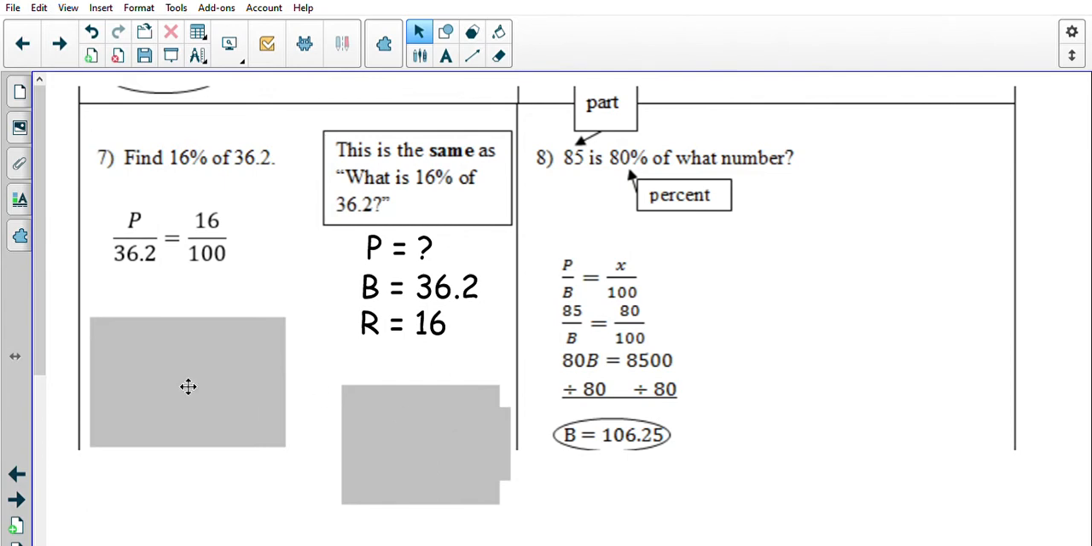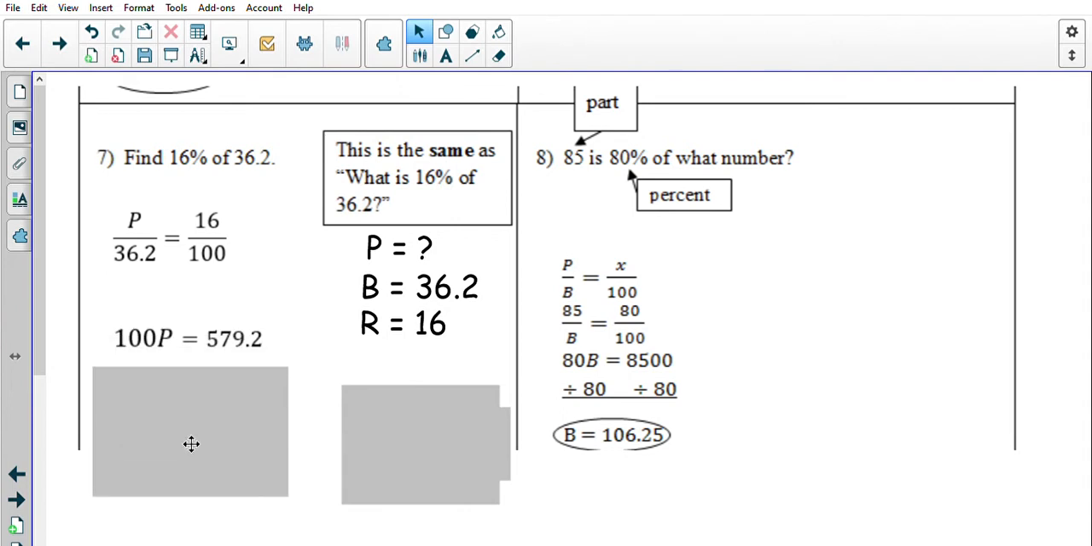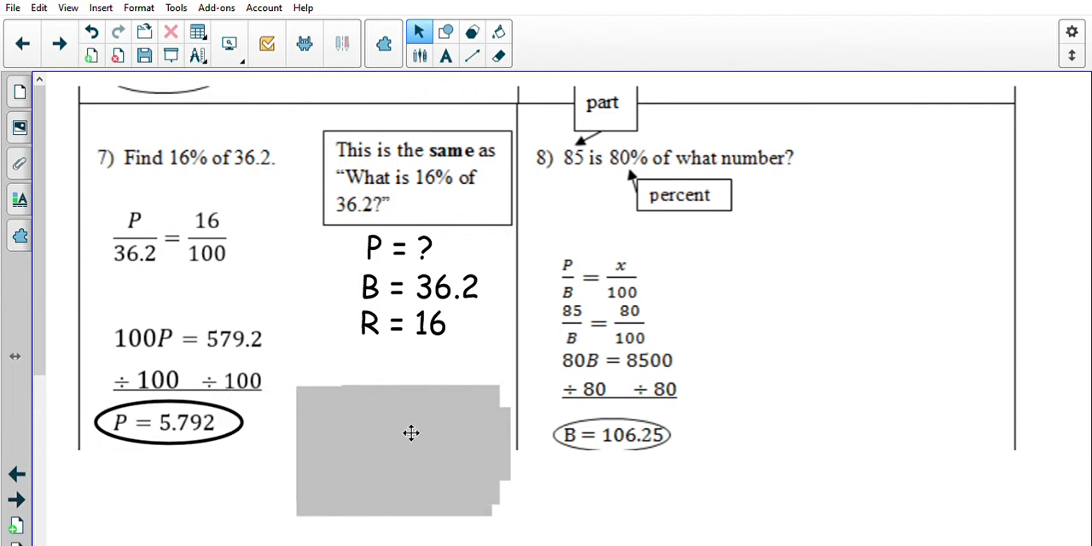Let's cross multiply. We're going to have 100P equals 579.2. That's 36.2 times 16. Divide by 100, or move the decimal point to the left 2 places. Because this is a short enough decimal, I wrote the whole thing: 5.792.